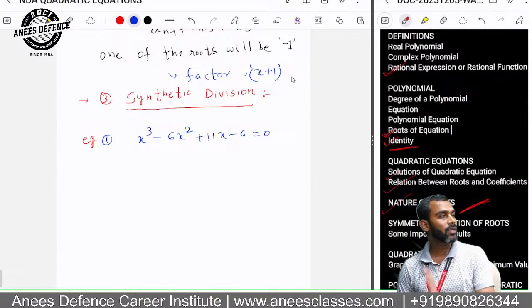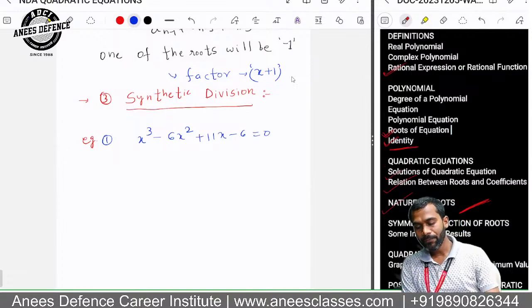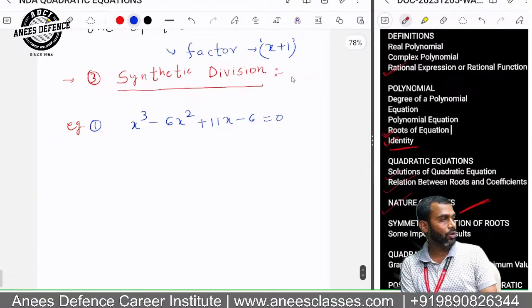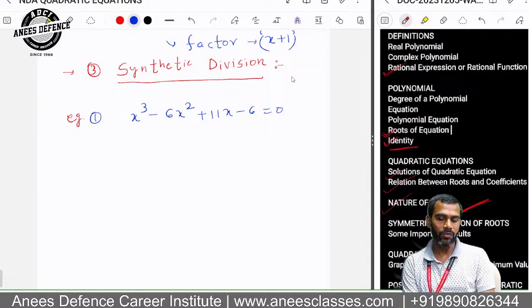Suppose we have got the factor 2. We have to check whether 2 is a root or not. One way is to put x equal to 2 in the equation. If it satisfies, then 2 is a root of the given equation for sure. But if it doesn't, it may take a lot of time. So we can use synthetic division to check whether the given number is a root of the given equation or not.